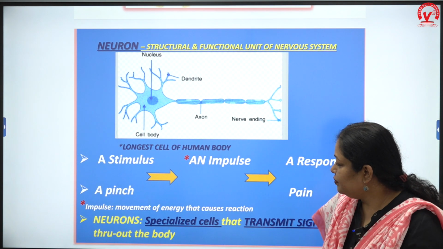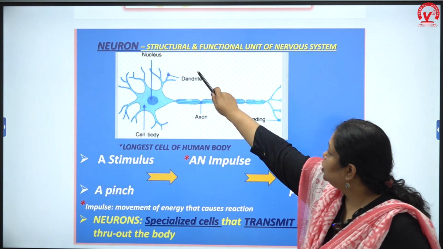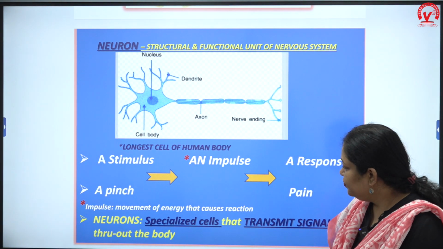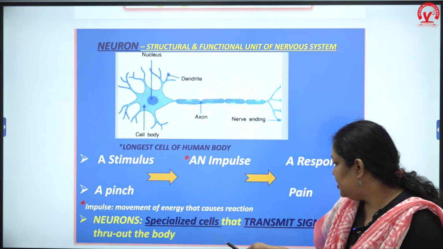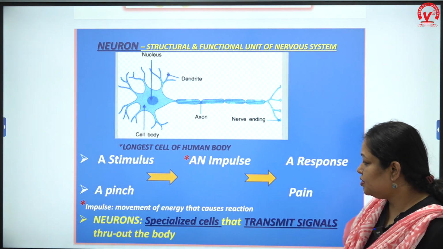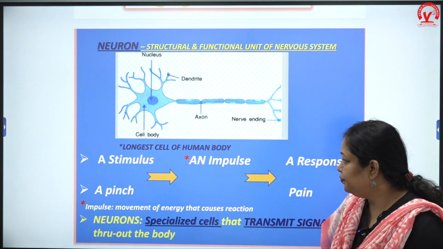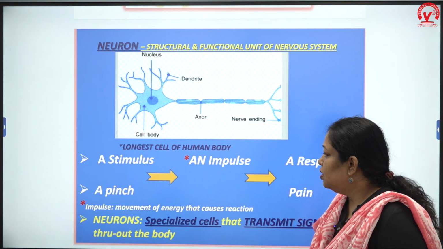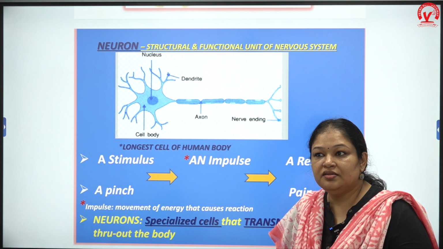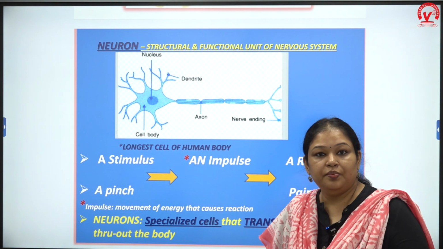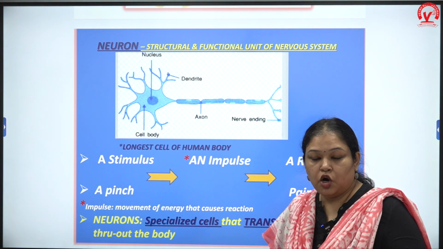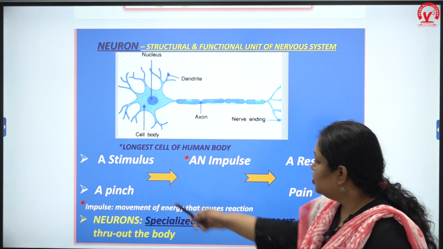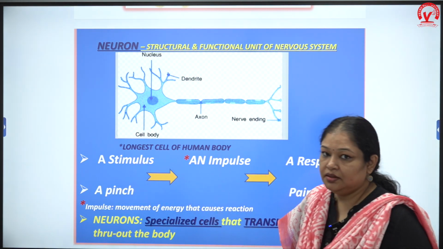What is a neuron? A neuron is a structural and functional unit of the nervous system, right? They are specialized cells that transmit signals throughout the body. So let's say, for example, there is a stimulus. It could be external, like heat or pain. Let's take heat over here. So the stimulus is the heat, okay?